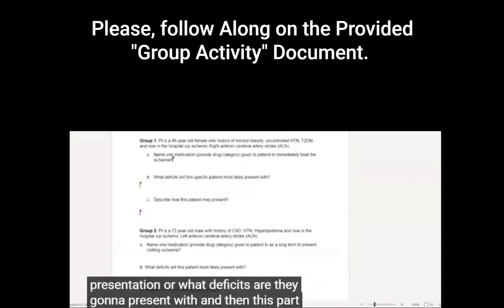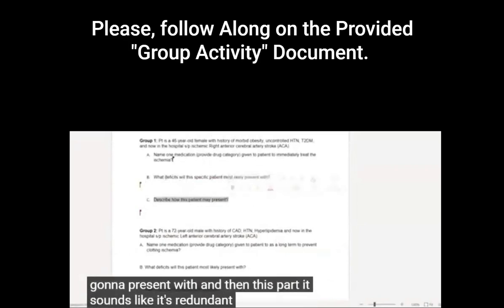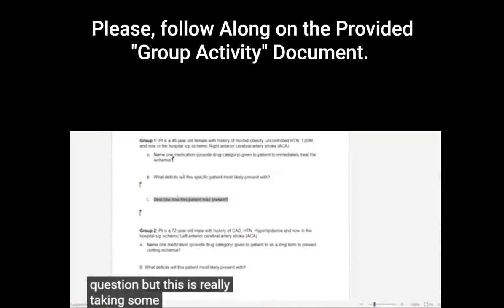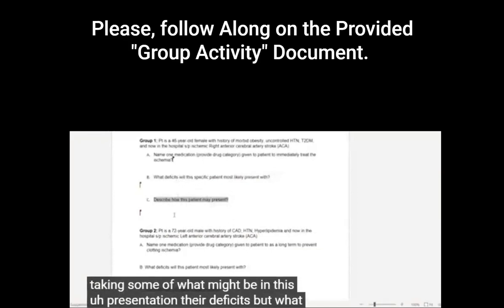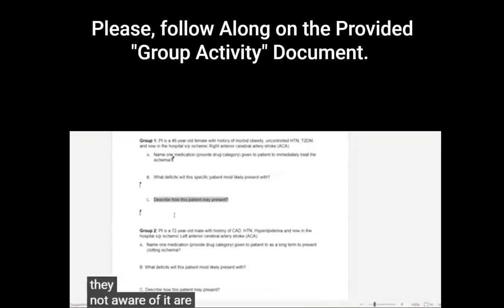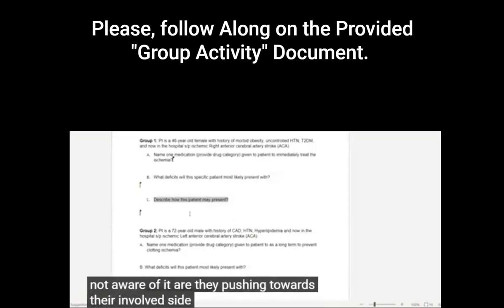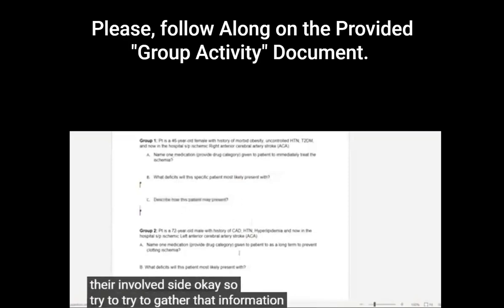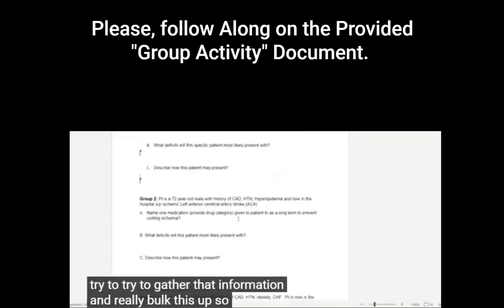And then this part, it sounds like it's redundant of this question, but this is really taking some of what might be in this presentation, their deficits, but what are they going to have difficulty performing? How are they going to present? Are they impulsive? Are they quiet? Are they very aware of their issues, or are they not aware of it? Are they pushing towards their involved side? Okay, try to gather that information and really bulk this up so that it can really help you identify a specific type of presentation.